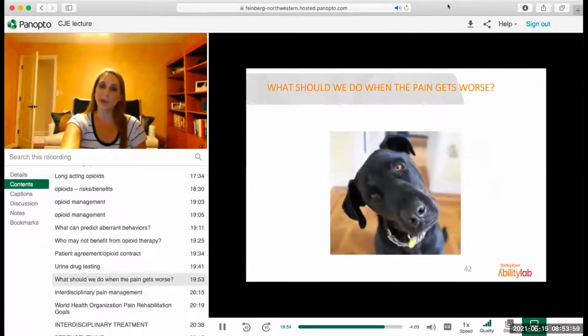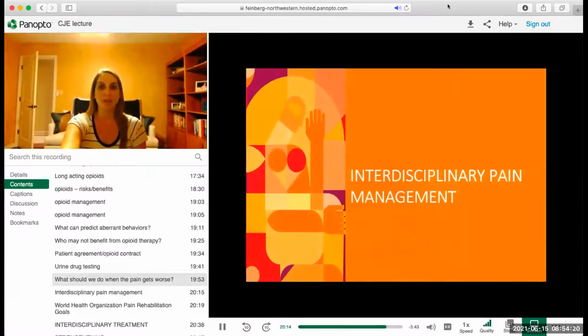What should we do when the pain gets worse? So do you just add more? Well, more can just be more. So you want to think about what other things can we look at besides medications? Do you mix up the medications? Do you do other adjunctive medications? You really want to look at things holistically. If you're using one medication, or multiple medications, and it's not getting better, what else can we do to try to get patients feeling better?